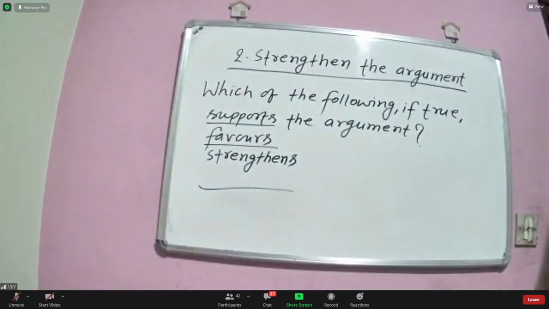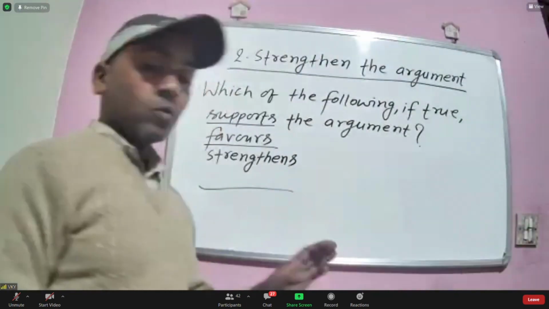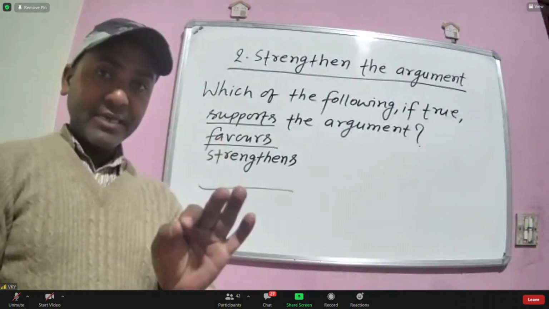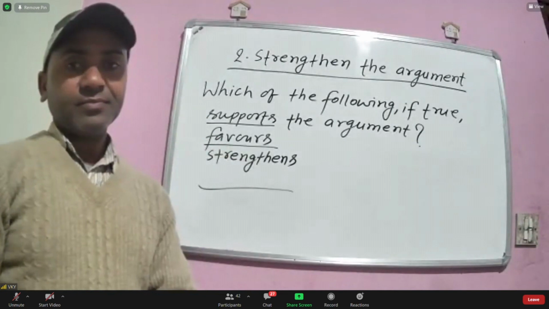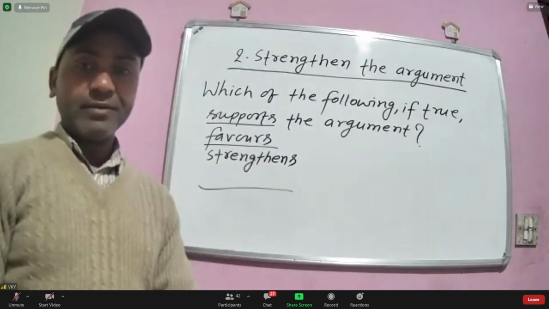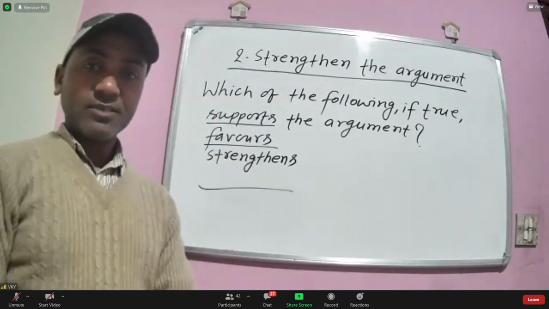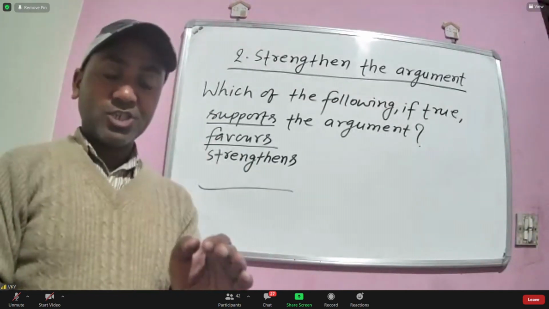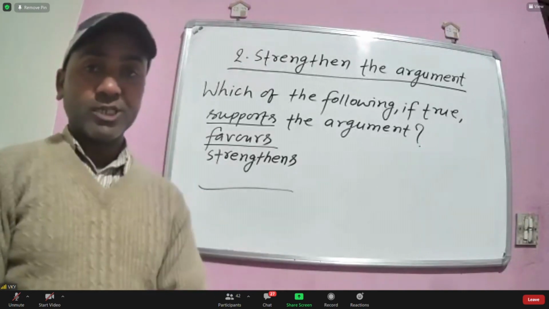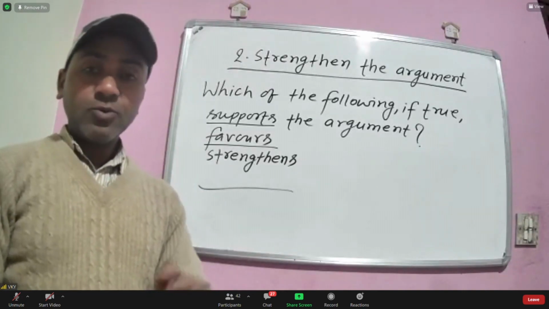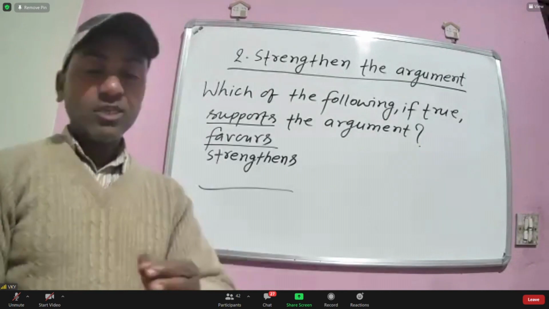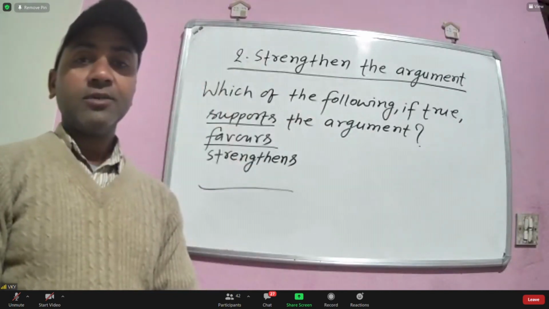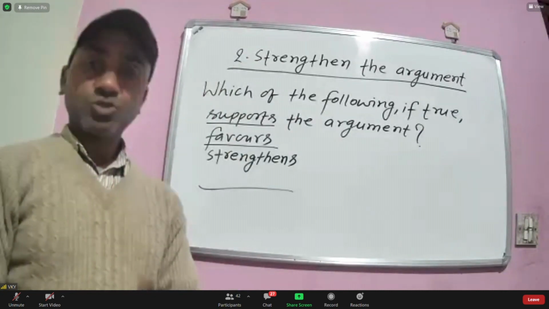So whatever main idea is given, you have to select the option in which you find the same thing. If the main idea is that sellers in industries should lower employee wages, suppose, then which option also says yes, sellers in industries should lower employee wages? Is it clear? So this is what you have to find out.